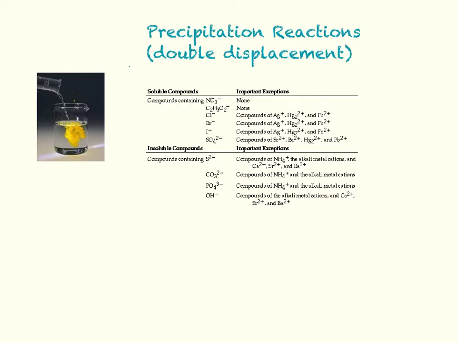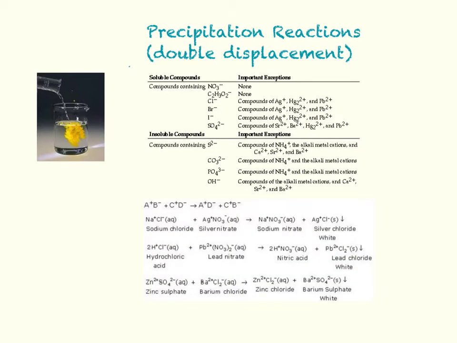So here we've got compounds of nitrate. Nitrate is soluble. So that's not going to fall in the precipitate. There are no exceptions. Go down to sulfate, for example. Sulfate is soluble. Most sulfates are soluble except strontium sulfate, that's a precipitate. Barium sulfate, precipitate. Mercury sulfate and lead sulfate are precipitates. So this is how you read this table.